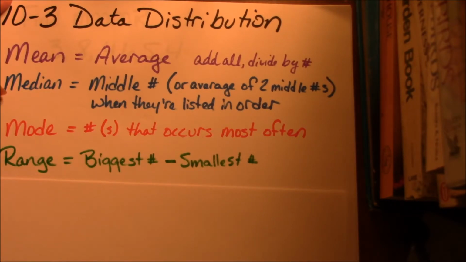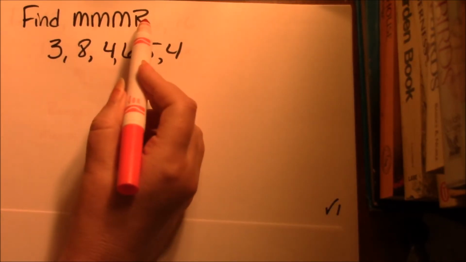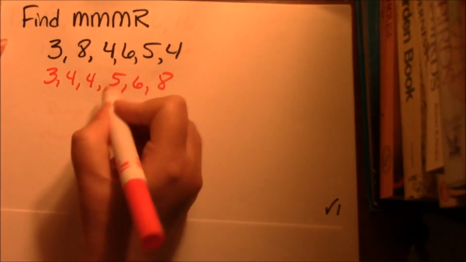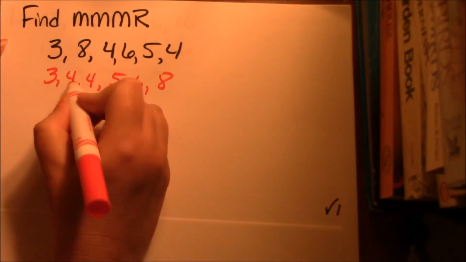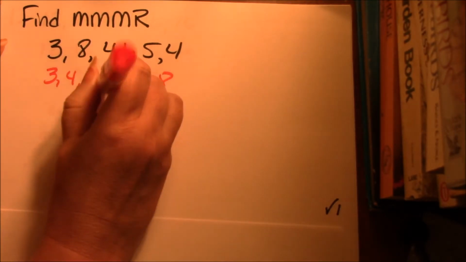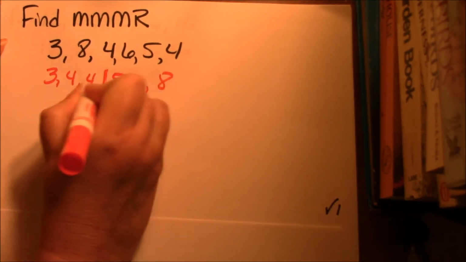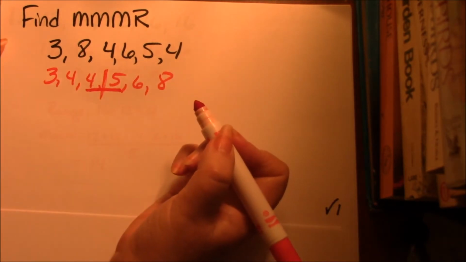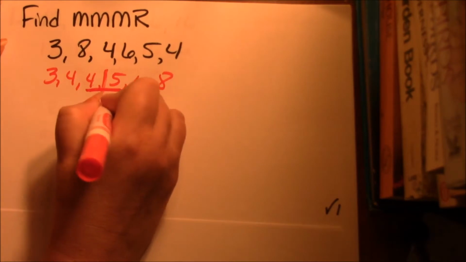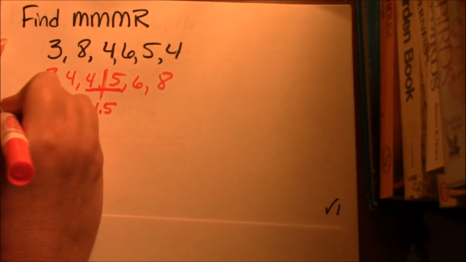So again, you're looking for these numbers to be in order. So when you are asked to find the mean, median, range, and mode, first thing you're going to do is put them in order. Then you're going to find the middle. 1, 2, 3, 4, 5, 6. Because there are 6, this is actually the middle. So we're going to take these two numbers and we're going to average them together. 4 plus 5 is 9, divided by 2 is 4.5. So 4.5 is our median.